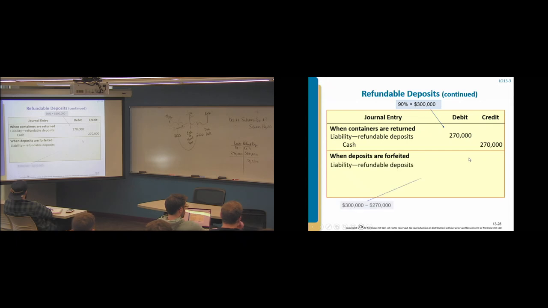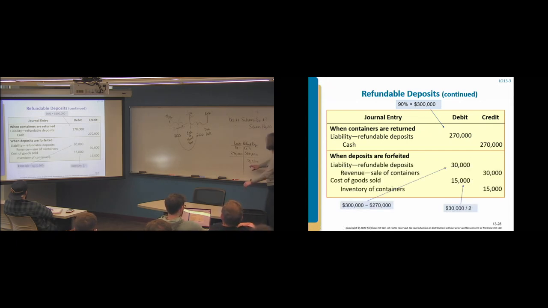I treat it kind of like a sale, right? So look, when the deposits are forfeited, I got to get this amount out of here. I don't owe it to anybody now, right? The 1 year's passed. It's now revenue to me. So I will debit the liability account for 30, and I will credit revenue. I treat it like a sale. Guess what? You bought it. You never brought it back to me, so you bought it. Does that make sense? That container is sitting in my inventory because I owned it.